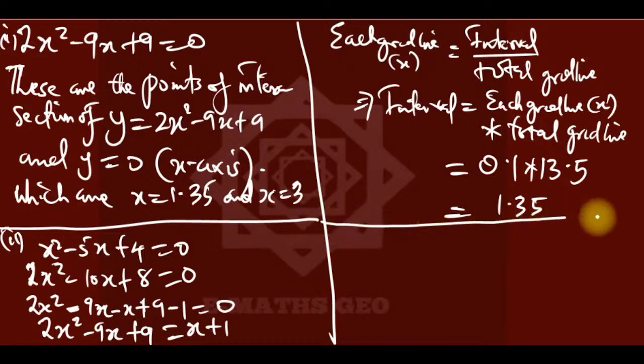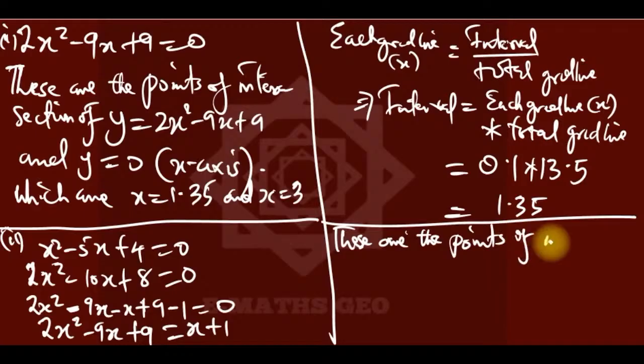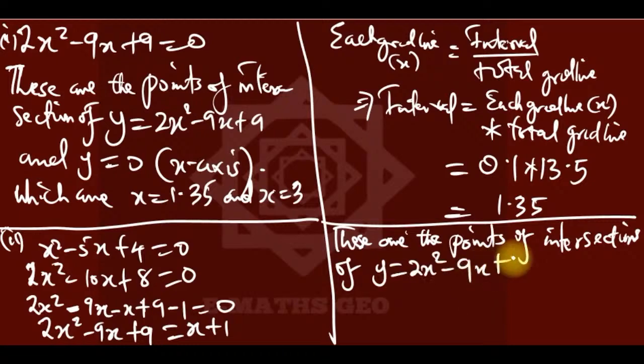So this, the points, okay, these are the points of intersections of y equal to 2x squared minus 9x plus 9. That's the plotted graph. And y equal to x plus 1.